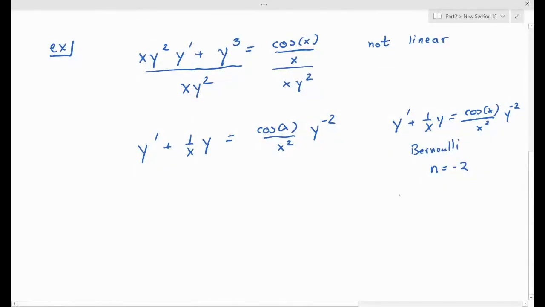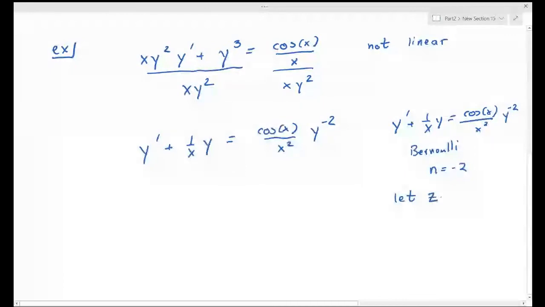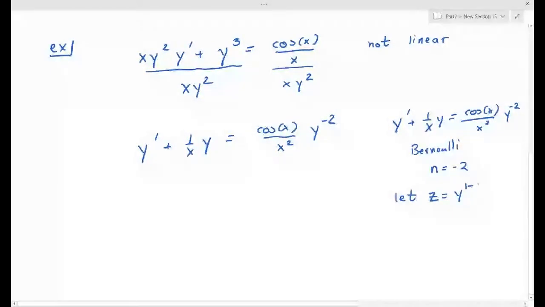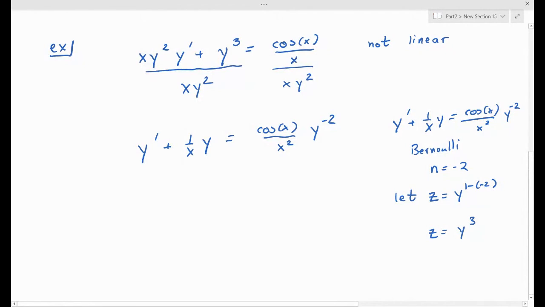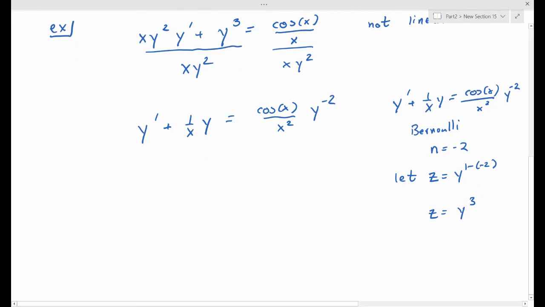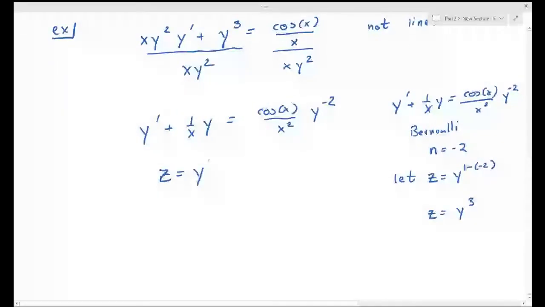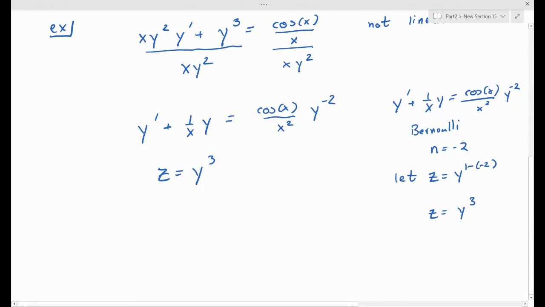So let's see what happens if we let z equal y to the 1 minus n. So in other words, z is equal to y cubed. And let's try to complete the substitution by getting rid of all instances of y and y prime. Okay. So let's see, what can we do? Okay. I'll go ahead and differentiate both sides with respect to x.